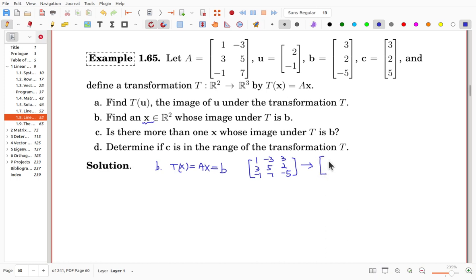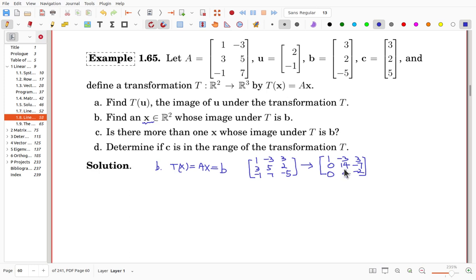The first row stays the same: 1, minus 3, and 3. For the second row, by subtracting 3 times the first row, we can make this one 0. So it's 0, then minus 9 is subtracted, which results in 14, and then minus 9, so that's minus 7. For the third row, addition will make a 0, addition will make this 4, and addition will make this minus 2, right?